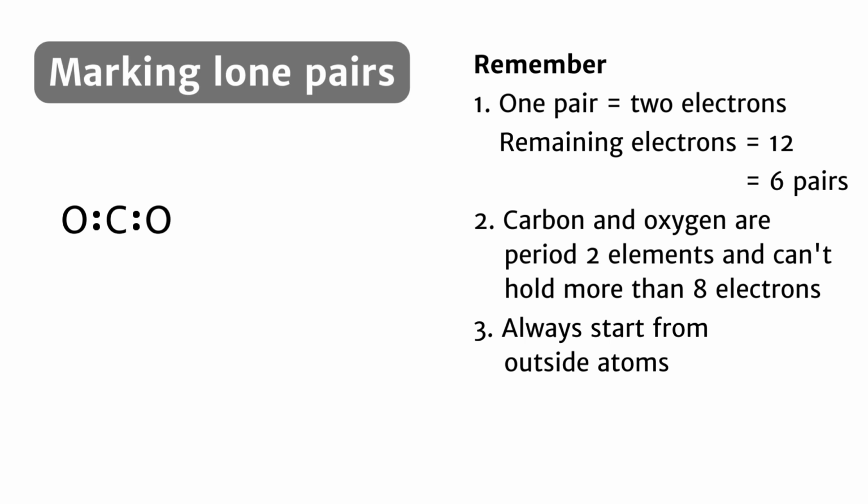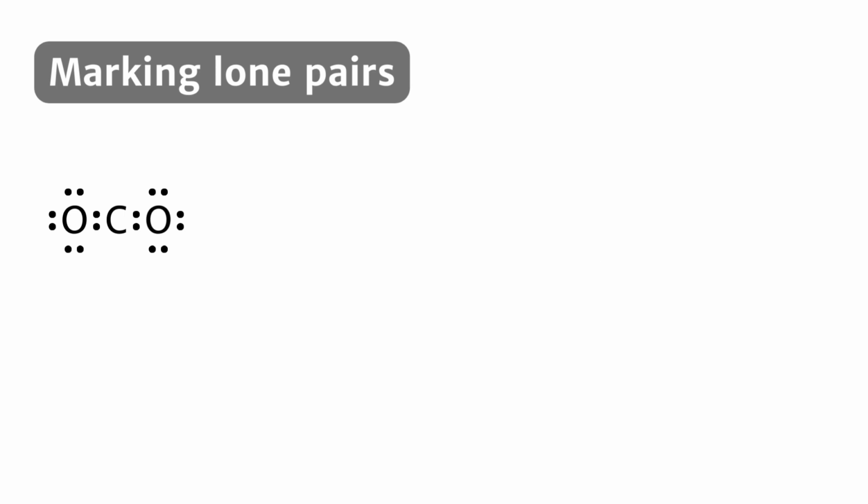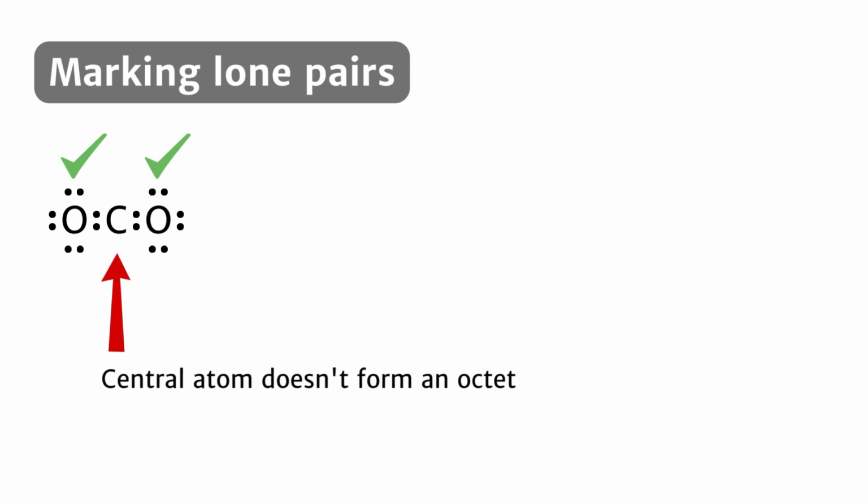In CO2, each of the 2 outside oxygen atoms gets 3 lone pairs, while the central carbon atom won't receive any, as we only have 6 lone pairs to mark on the structure. You can see that the octet is complete on the outside oxygen atoms, but not on the central atom carbon. So let's now work on completing the octet for the central atom carbon.